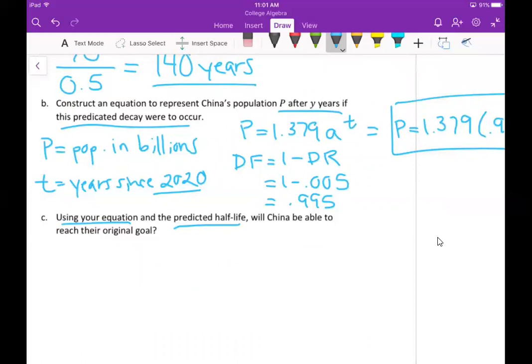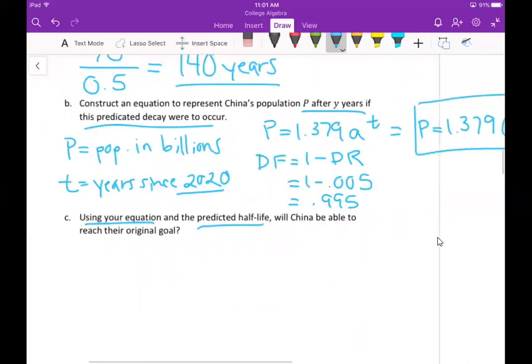So the other thing that the half-life does for us is it gives us a little bit of an idea of where to start guessing for this T value. So right, our goal here is to think, okay, they want to reach their original goal. We are trying to figure out how long it'll take their population to get to 700 million. Now don't plug in 700 here, because remember our population is in billions. So if we're trying to get to 700 million and we're talking billions here, that's 0.7 billion, because 700 million is not quite a billion. So 0.7 billion is what they're looking to reach in 2050.